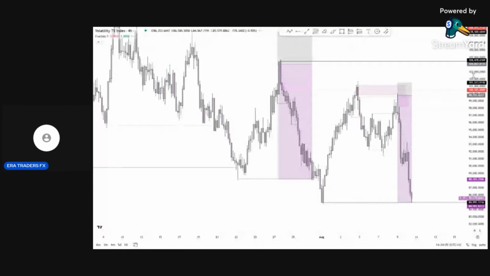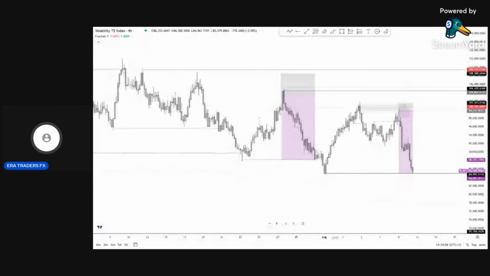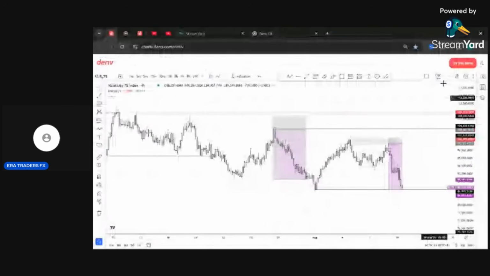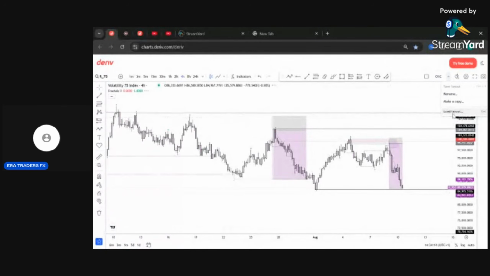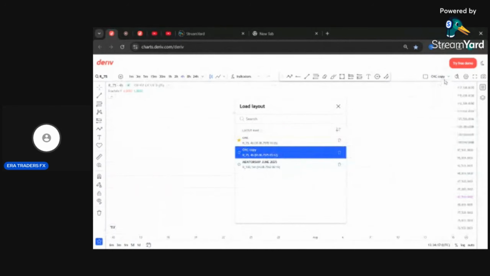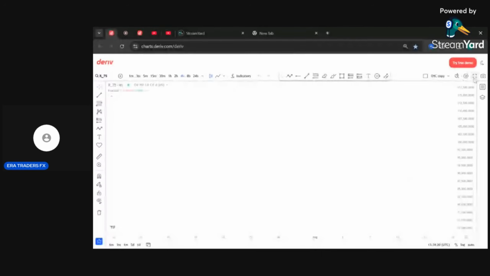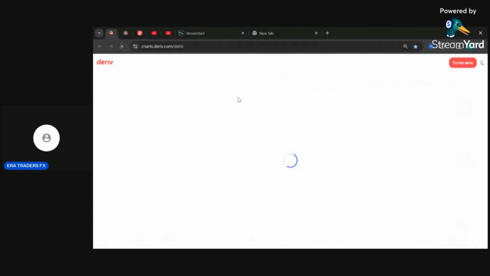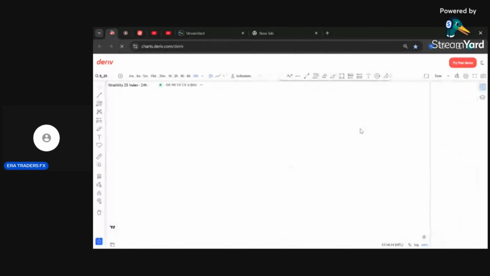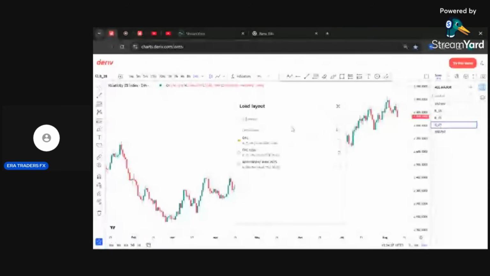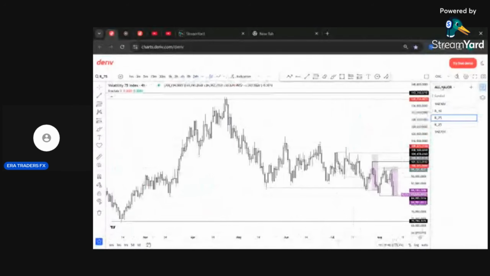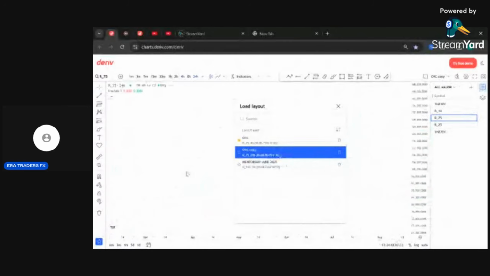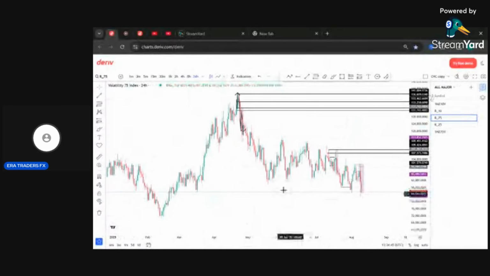All right, so now I will not use my main chart, but this is the setup. I'll just go to a clean area so that I can show you what I saw. So this is the setup, right?